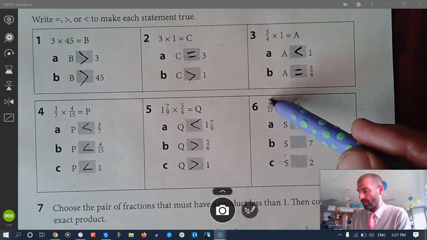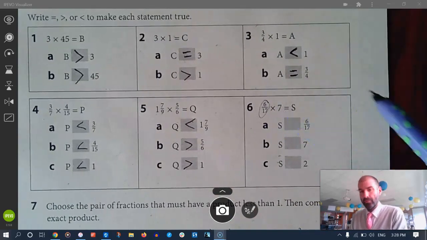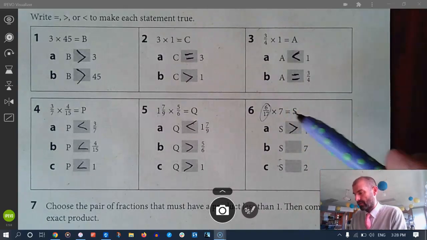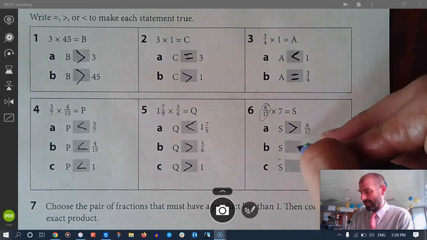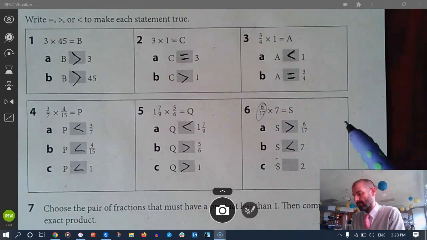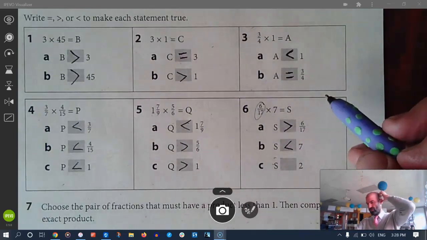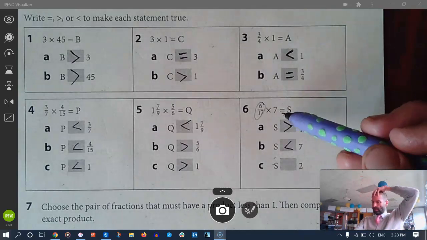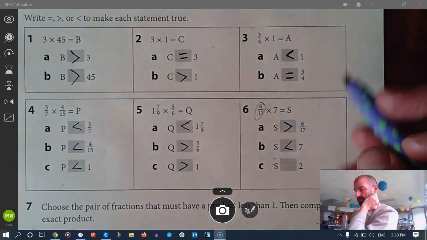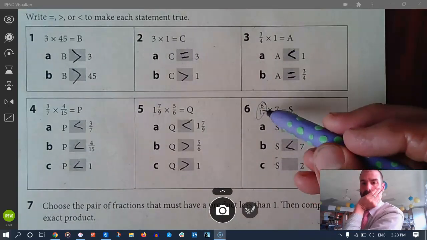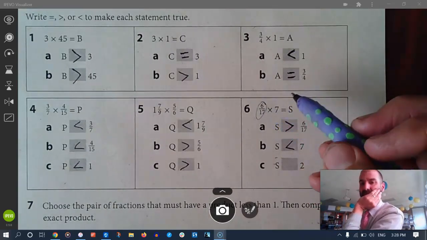And now we have this proper fraction multiplied by 7. So that's definitely going to be bigger than 6/17 because we are multiplying by 7. It has to be less than 7 because we're multiplying by something less than 1. And is it going to be less than or greater than 2? Half would be, what, 3.5? Right, if this was 1/2, and this is 6/17.